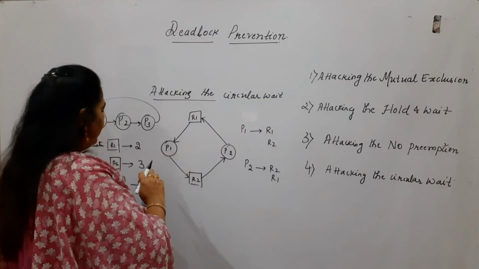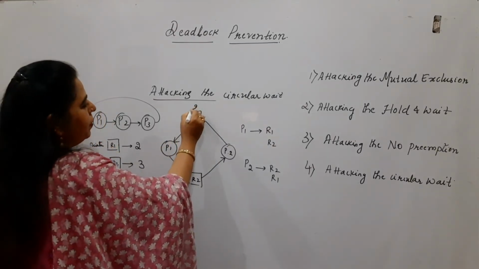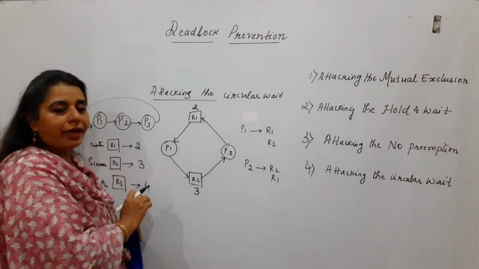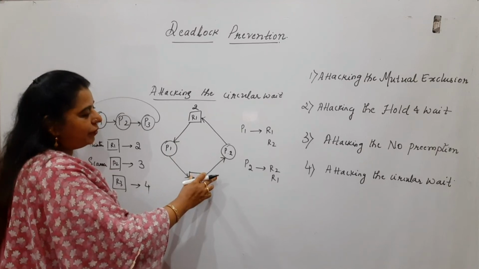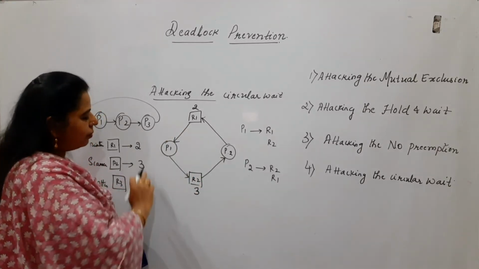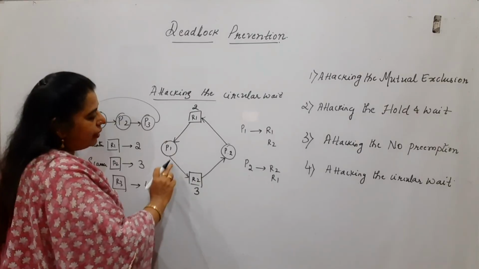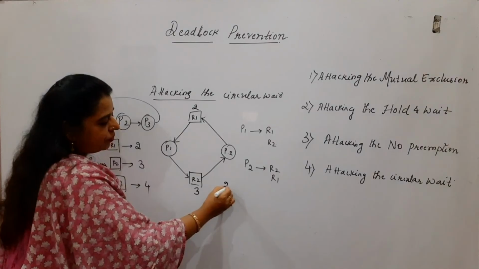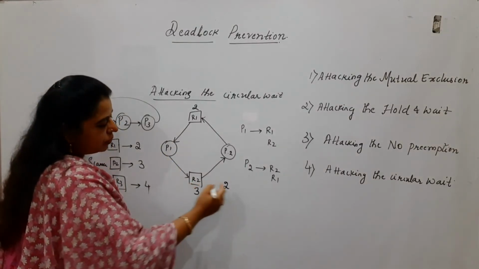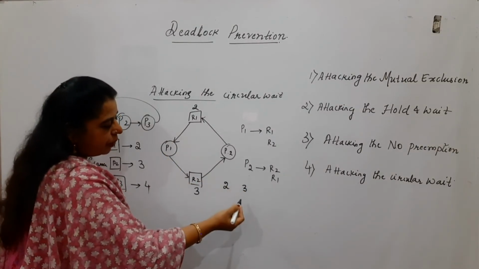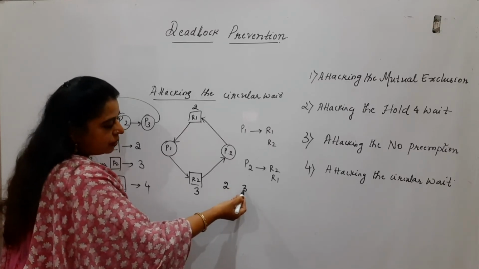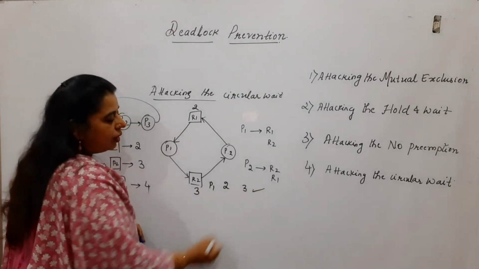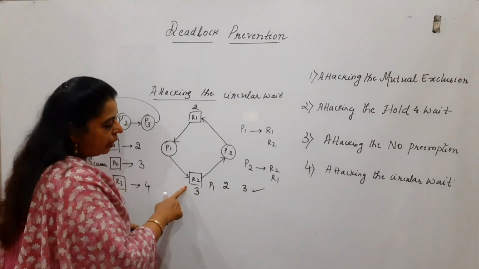For example, for R1 we have given the number 2, and for R2 we have given 3. See how to violate this circular wait. Look at this particular circular wait diagram. P1 is already assigned 2, and now it is making a request for resource R2, which has the number 3. At any point of time, the next request made should have a number greater than the number of the previous request. So in this case P1's request is valid, and the system can grant R2.